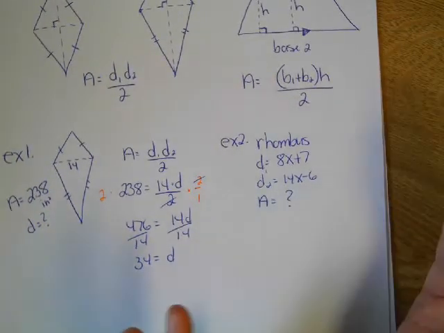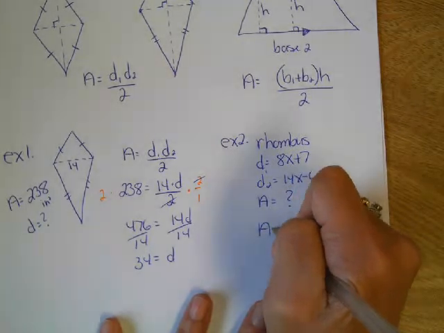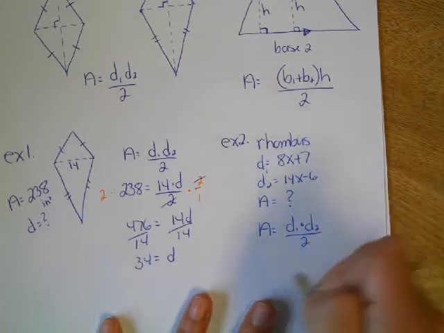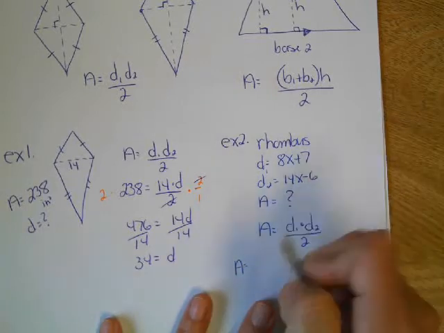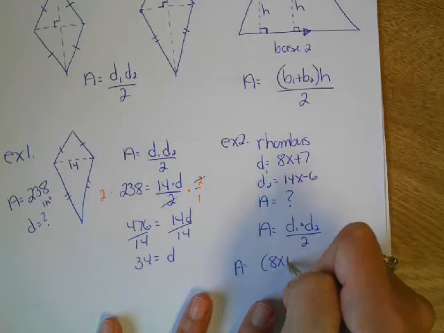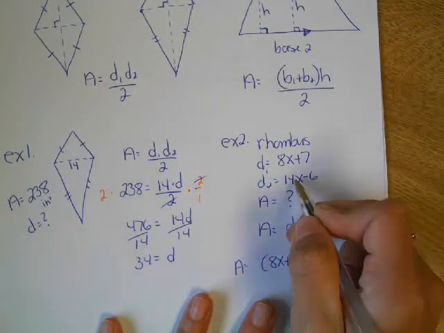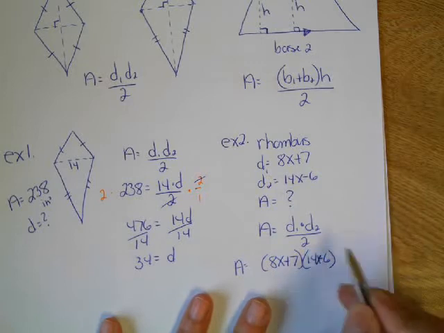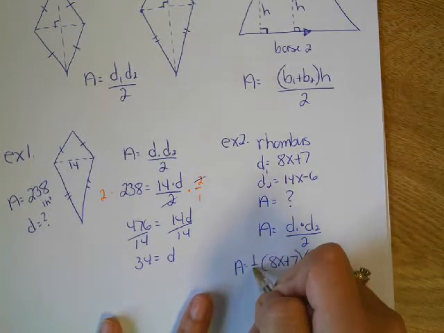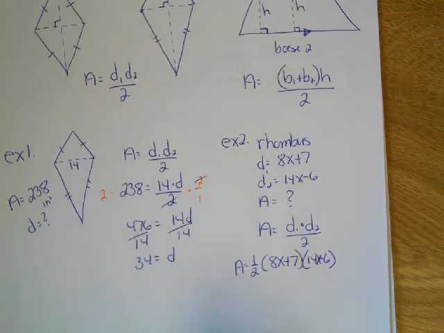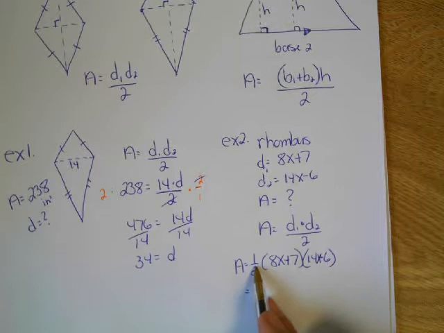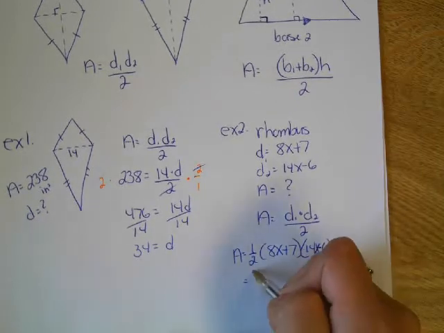Okay, well, this just looks like some algebra. So area formula is d1 times d2 divided by 2. Setting this up, d1, 8x plus 7, times 14x minus 6, and then divide by 2. I think I'm going to make it a 1/2 in this case. I don't want that fraction there. So I've got 3 things multiplied here. I'm going to choose to wait on this. I can only multiply 2 things at one time, so I'll keep the 1/2.